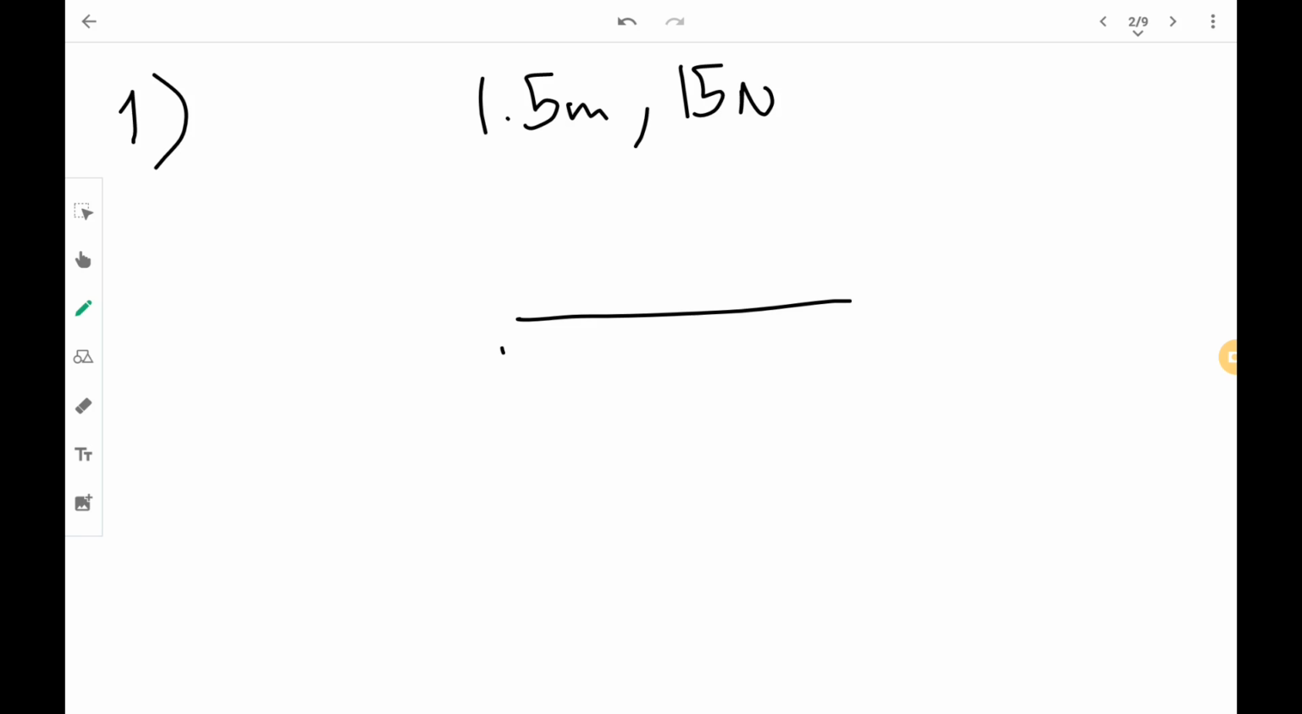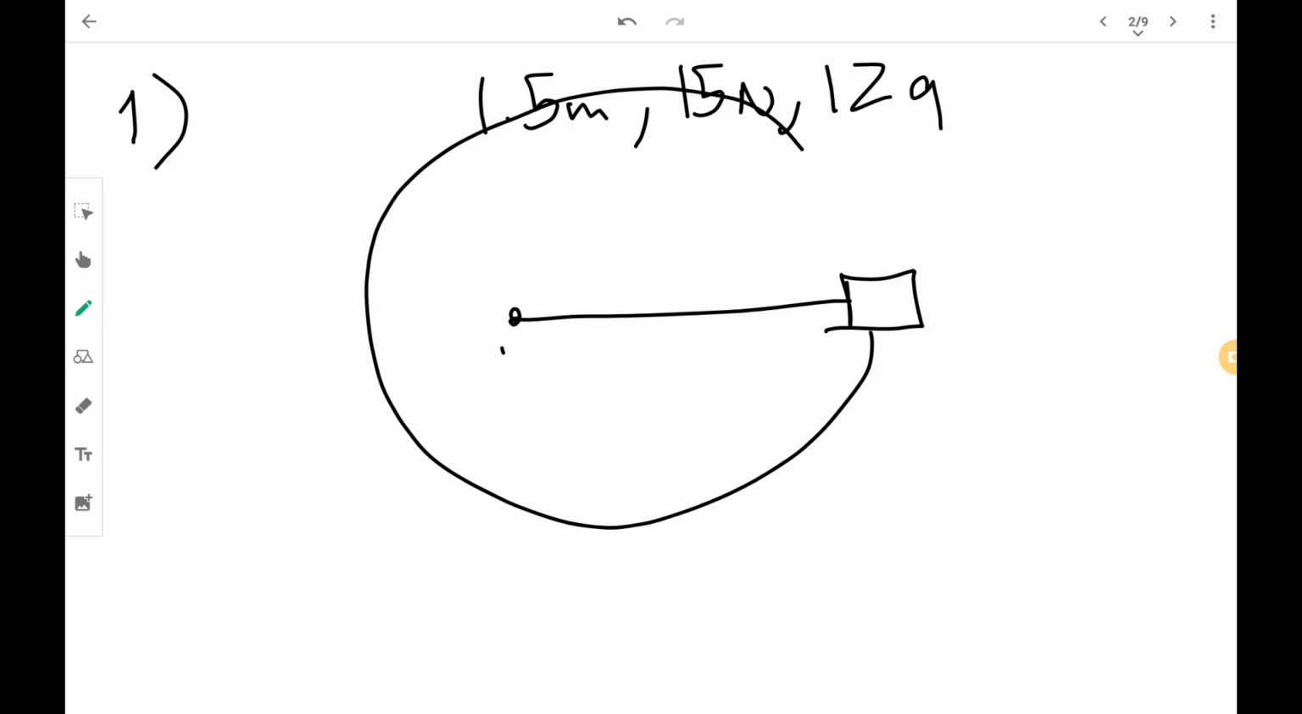So for basic question 1, they gave you a string of length 1.5 meters. They also gave you the modulus of 15 newtons for the string. It has a mass attached to it at one end, which is 12 grams, and the other end is fixed, and it executes uniform circular motion. They want you to find the radius. They also gave you omega to be 5.